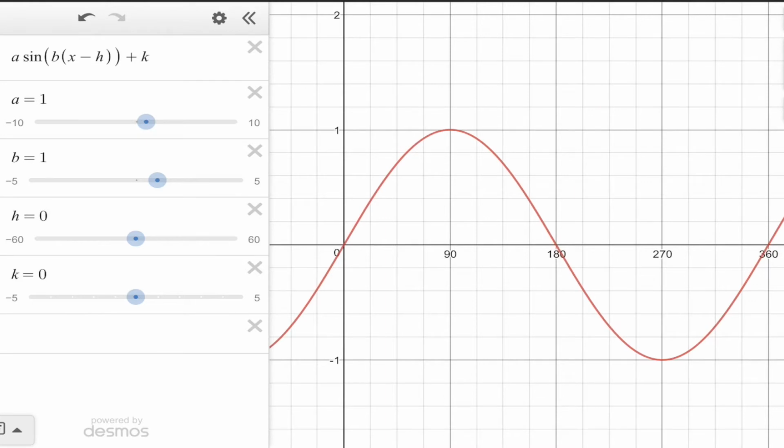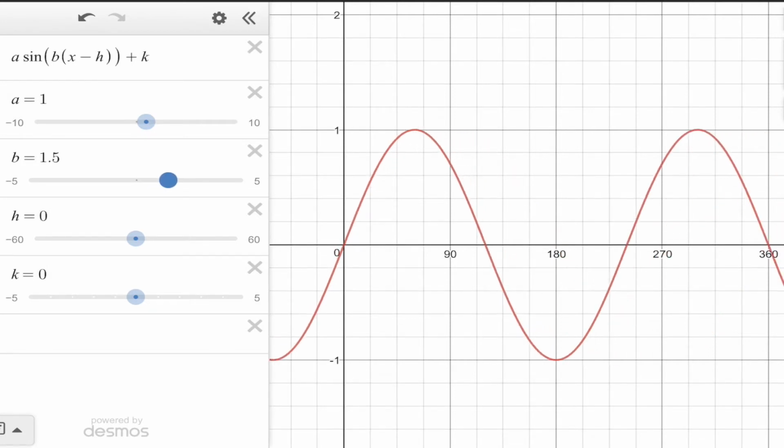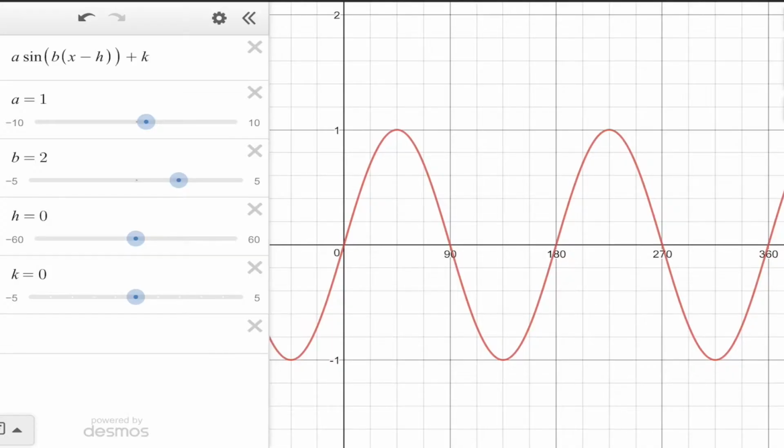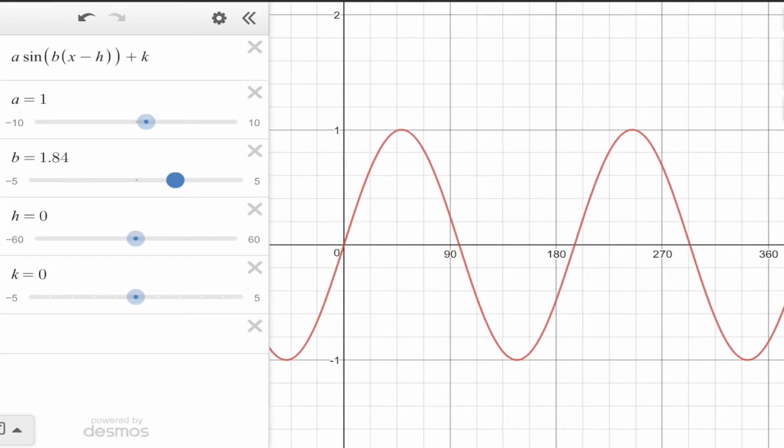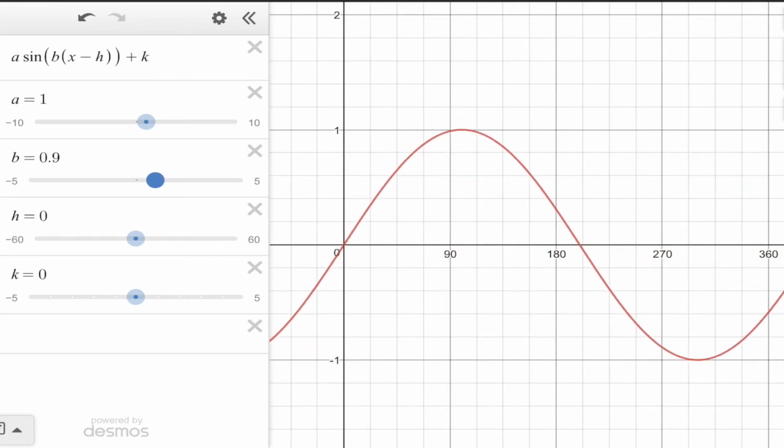Then we have b. B is the hard one. B is the coefficient of x. So for sine and cosine, b tells us the number of cycles that's in 2 pi. If b is 2, for example, there's going to be 2 cycles in 2 pi. If b is 1/2, it's going to be 1/2 of a cycle in 2 pi.